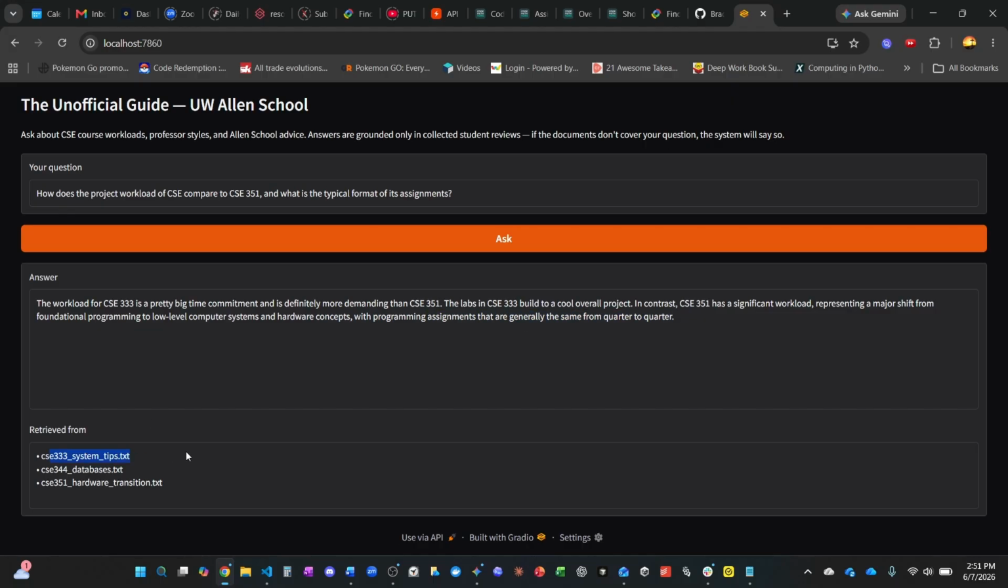And it pulls from 333, 344, and 351, which are text files in my documents. This one's a little bit harder for the RAG to get because it compares two different courses, but it gives an accurate comparison that 333 is heavier. He basically says that both of them are pretty hard, but the answer is still pretty relevant for the text that I have in the text documents.